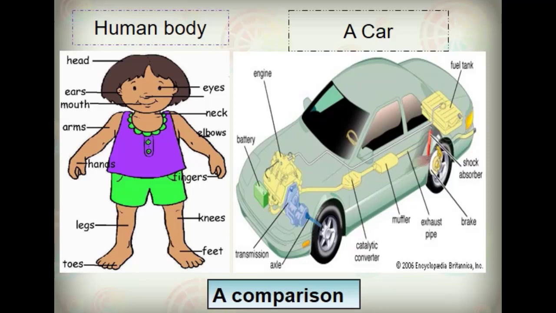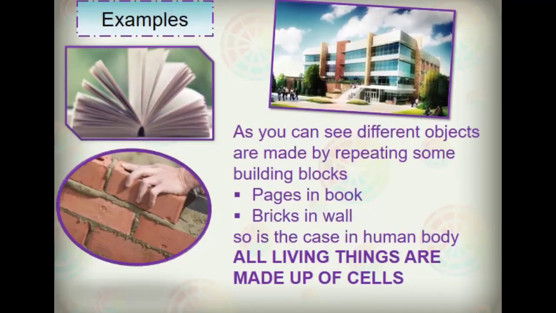As you know in the next picture, the car is a machine. It has brakes to stop it, wheels to move it. Let's begin with different examples.